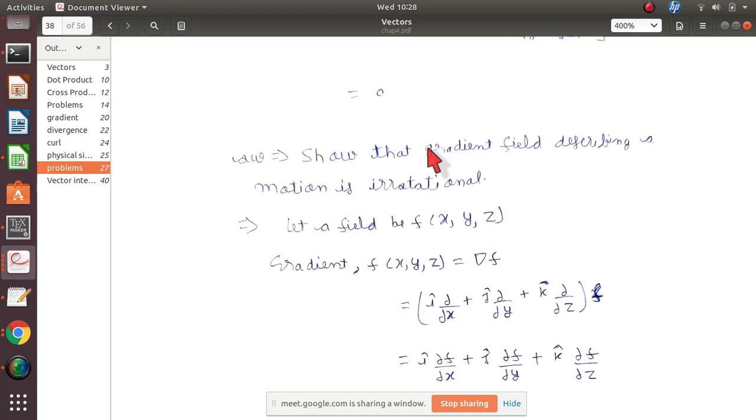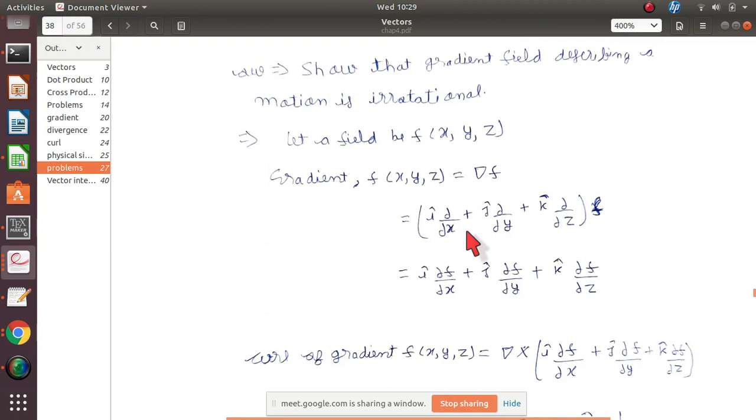Irrotational means curl will be 0. Yes, exactly, irrotational means curl will be 0, and what you have to show is that the gradient field is irrotational. Gradient field means the gradient of any function. You have to show that the gradient of any function is irrotational. So first take any function, you can take phi of x, y, z or u of x, y, z, v of x, y, z. I have taken f, but you can take any function. Then you have to show that the gradient is irrotational. So first you take its gradient, then take the curl of the gradient, and then check whether it comes out 0 or not. So is this point now clear?